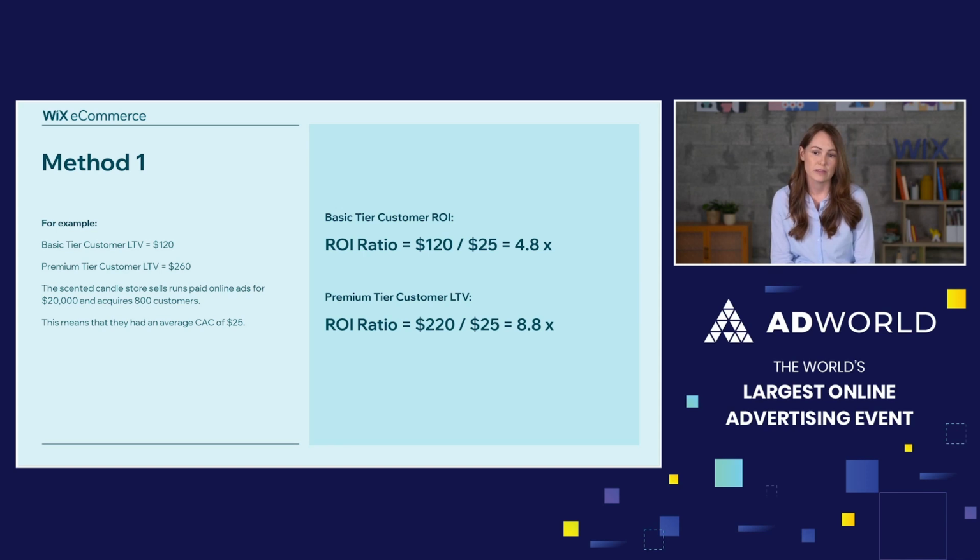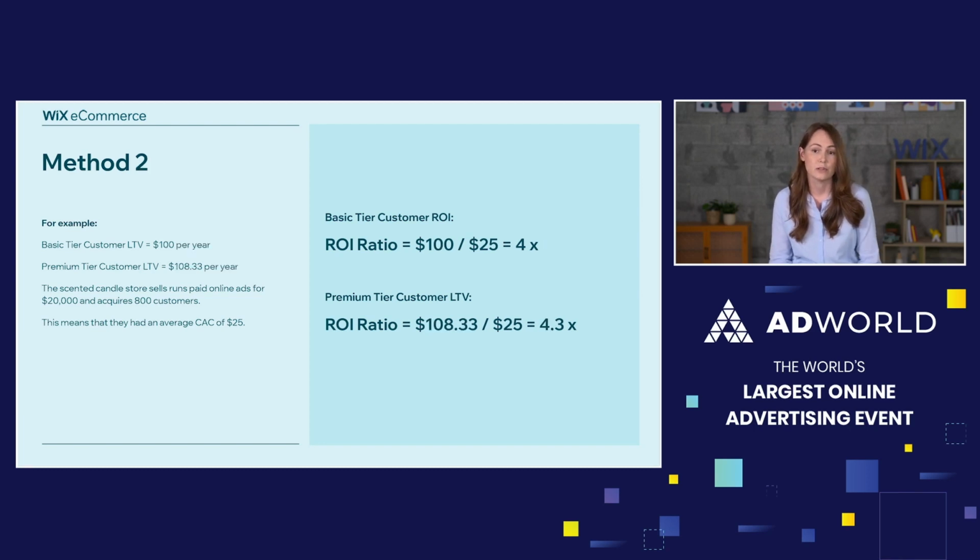So in our first method, the basic method we looked at, we had 2 lifetime values, basic tier 120, premium tier 260. Let's account now for our customer acquisition costs. So let's say that we spent $20,000 to acquire 800 customers. That means we had an average customer acquisition cost of $25. So basic tier ROI would be 4.8x, and premium tier ROI would be 8.8x.